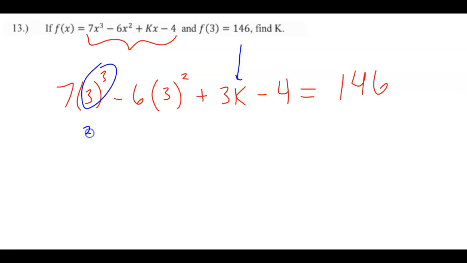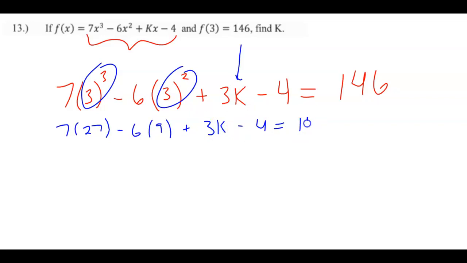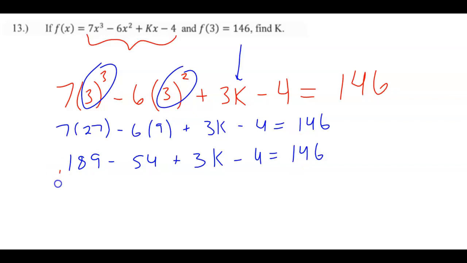So 3 cubed is 27, minus 6, and then 3 squared is 9. So you've got to take this slowly with order of operations. And then we get 189. 7 times 27 here is 189, minus 54 plus 3k minus 4. And then we can just combine our like terms over here. So 189 minus 54 minus 4 gives us 131 plus 3k on the left equals 146.